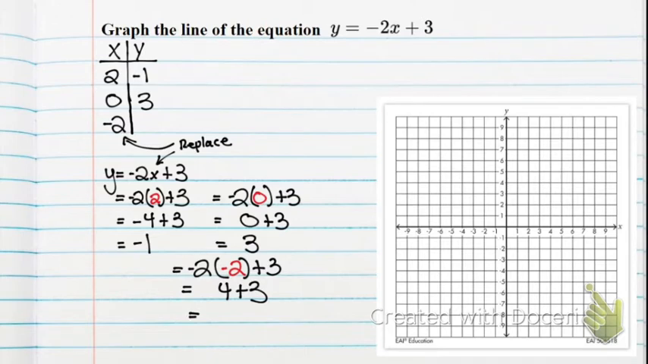Then 4 plus 3 makes 7. So for my last value, the y value is 7. Okay, so for -2, the value is 7. Now, after we fill in our chart, the last step says we have to graph the line.